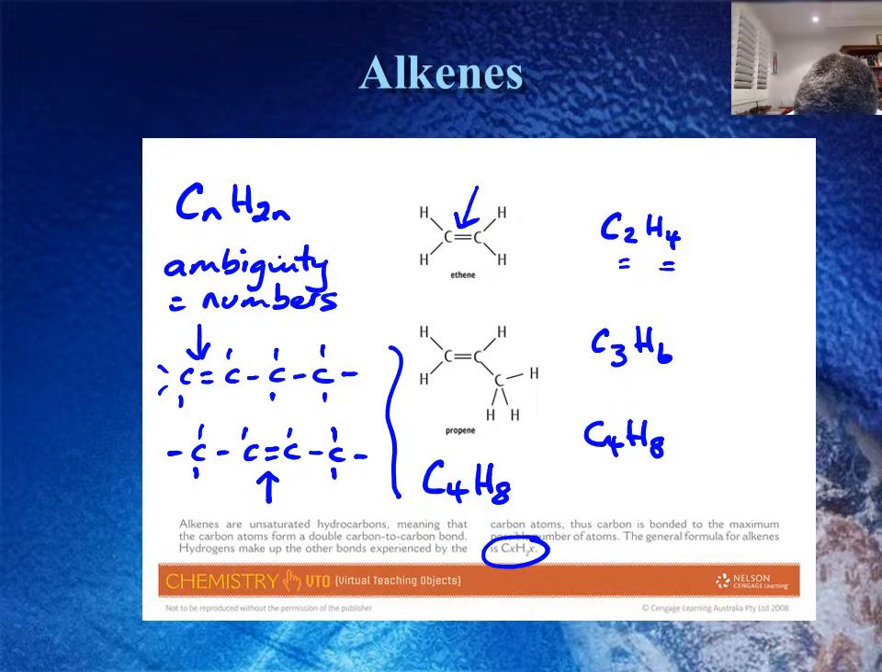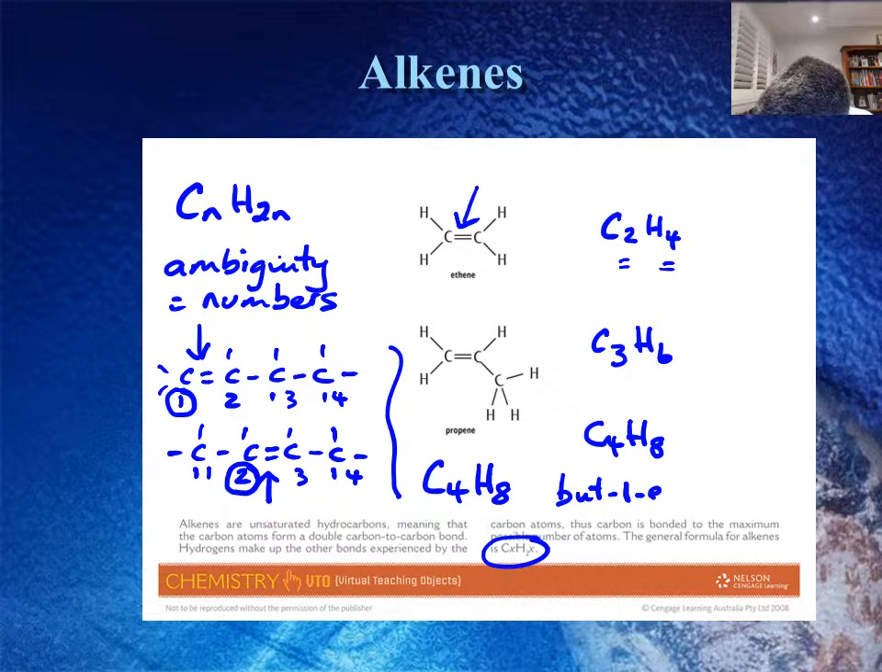We need to number the carbons from the smallest number. This is going to be small no matter which end we look at it from. And we always take the smallest number that we possibly can to indicate the position of the carbon. So you can see the smallest number in the first one is 1, and for the second one it's 2. So the first one would be called but-1-ene, and the second one would be but-2-ene. And this is how we distinguish between these two different compounds.